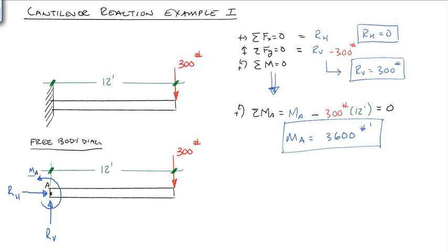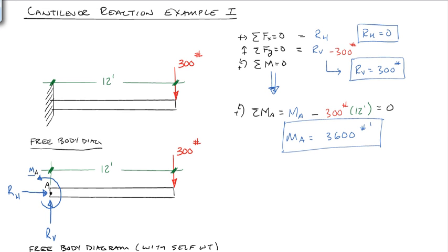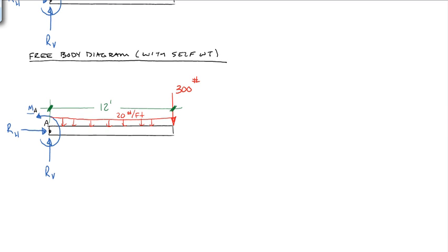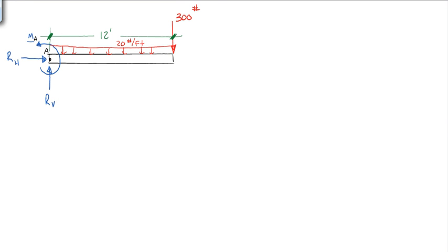Now let's take this one step further. Let's take the same thing and take into account the self-weight of the beam. So let's draw a new free body diagram here, and this time let's include a uniform load that represents the self-weight of the beam. And let's say this beam weighs 20 pounds per foot. Okay? So the first thing we need to do is get that 20 pounds per foot into a resultant so that it's easier to grapple with.